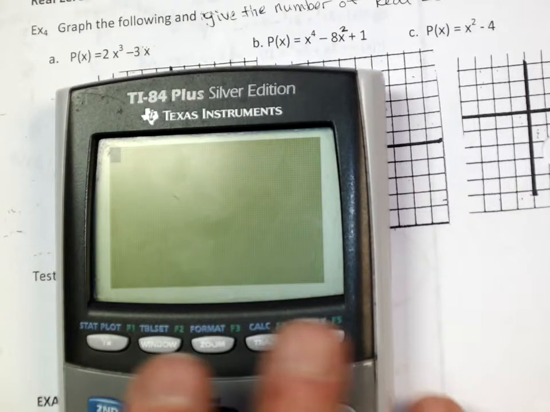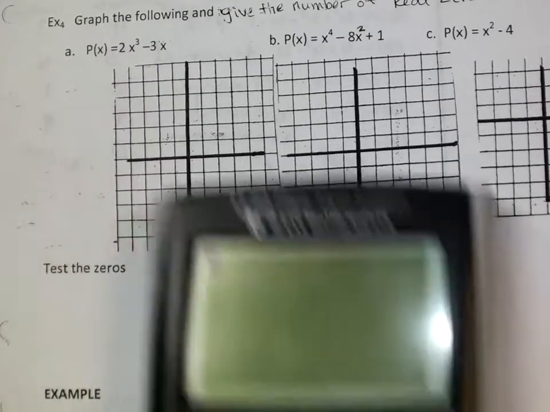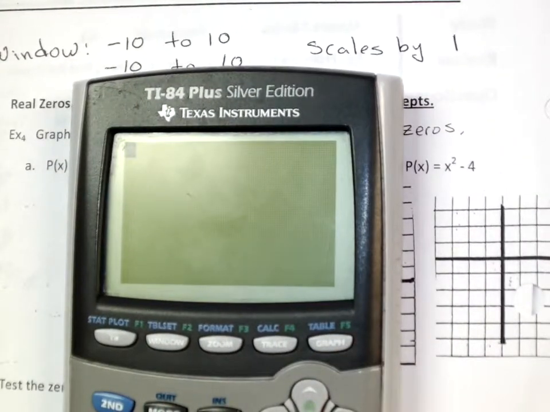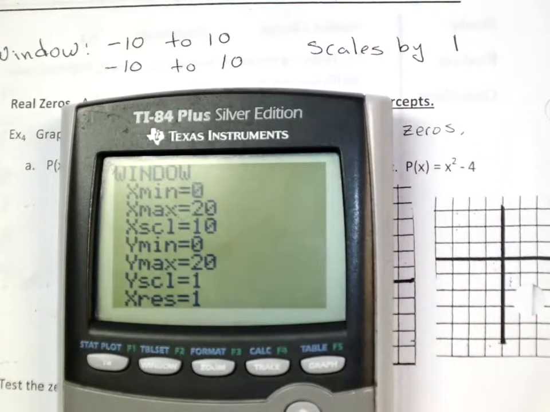So if we're going to graph, I told you they're curvy, right? So I'll give you a hint. Before we do anything, go to your window, and I'll tell you what your window should be.